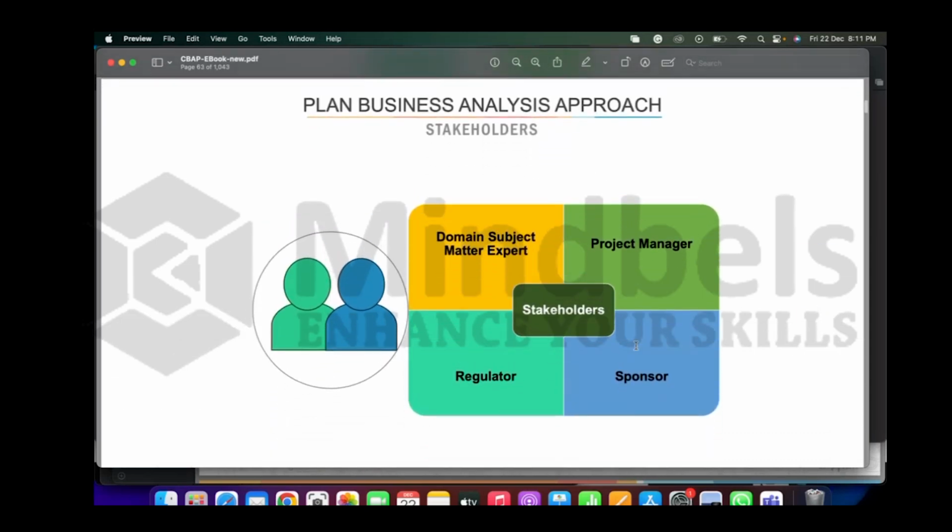Now, this is your stakeholders involved in the planning of business analysis approach. Who are those? Subject experts, regulator, stakeholder, sponsor, and PM, project managers. So these are your five example stakeholders. So who all are involved in this particular planning business analysis approach? So there are five people: domain SME, project manager, sponsor, regulator, and stakeholder.